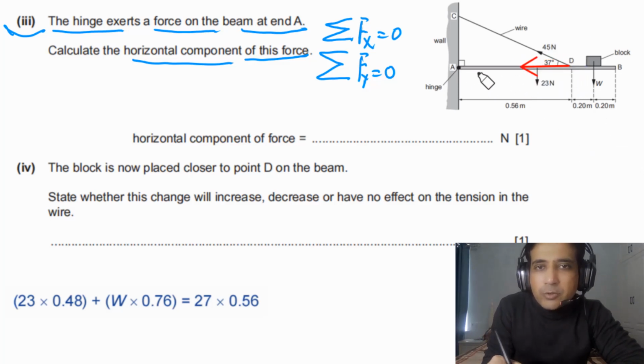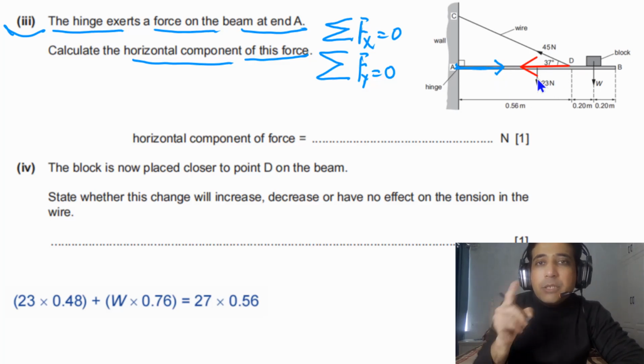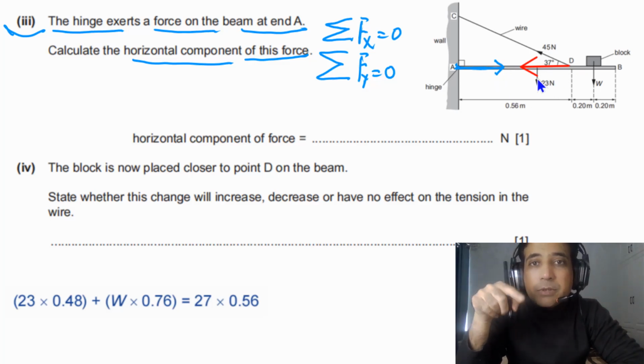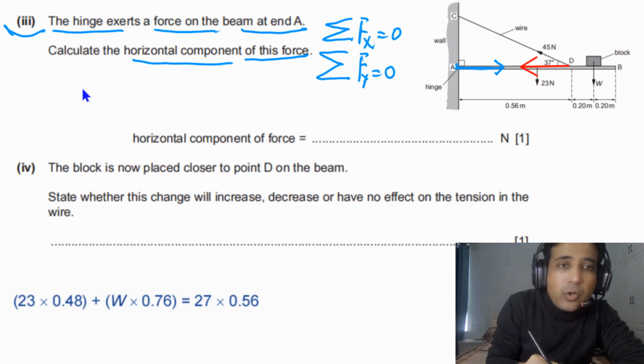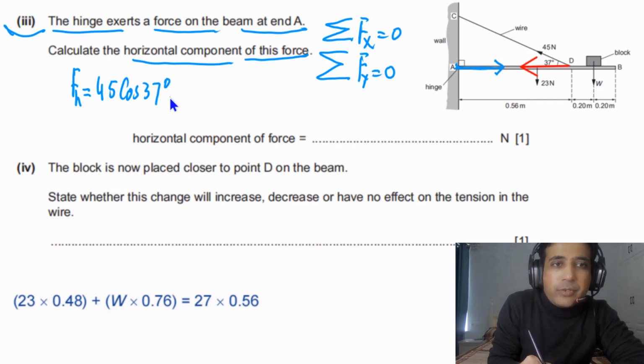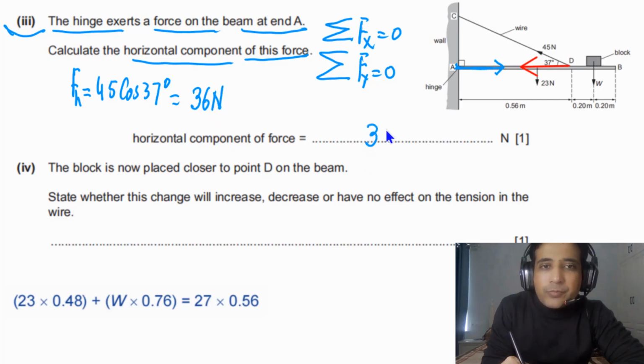So in order to balance this one, there must be a horizontal component of force due to the hinge at this point, and that one has to be to the right, and these two components have to be equal in magnitude but opposite in direction. So it simply means that the horizontal component of the hinge force, we can say FH, that one will be equal to 45 cosine of 37 degrees. So that's all what you need to understand. If we solve this one, your answer will be 36 newtons up to 2 SF. So this is our final answer.